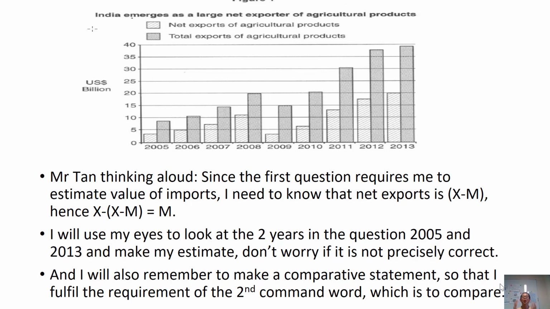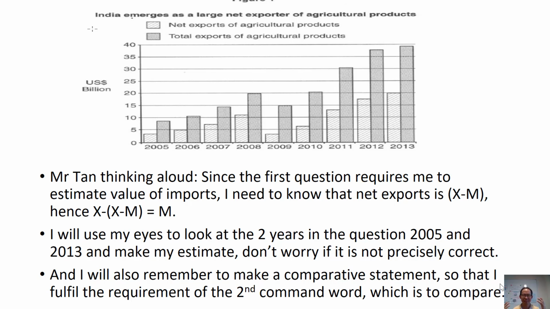Now, if you recall the questions that you have read in the past, the very first question of this case study requires me to estimate the value of imports. They make it a bit more difficult here because if you look at the legend of the two bars, none of them specifically tell you about imports. You get net exports and you get total exports, but no imports. Don't worry. The economic concept you have to recall in your brain is that net exports, the one with the diagonal lines, is basically X minus M.